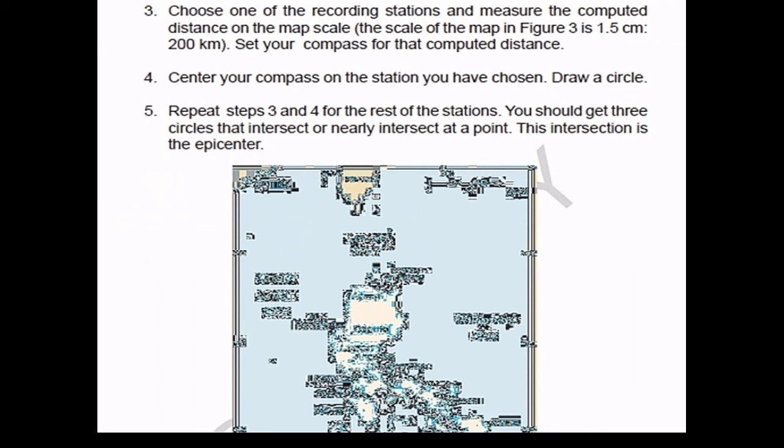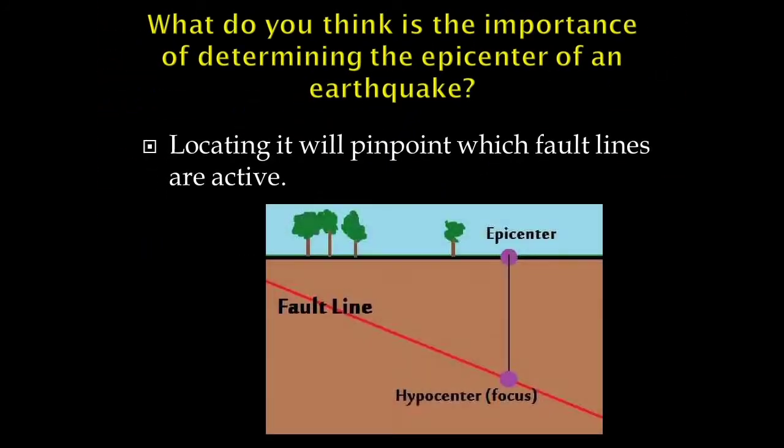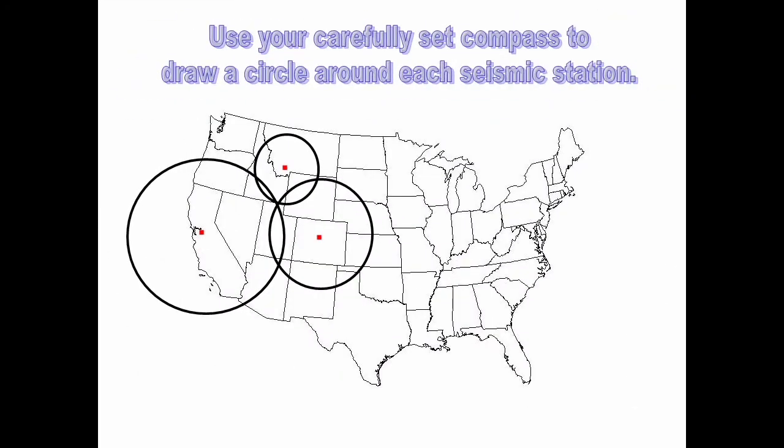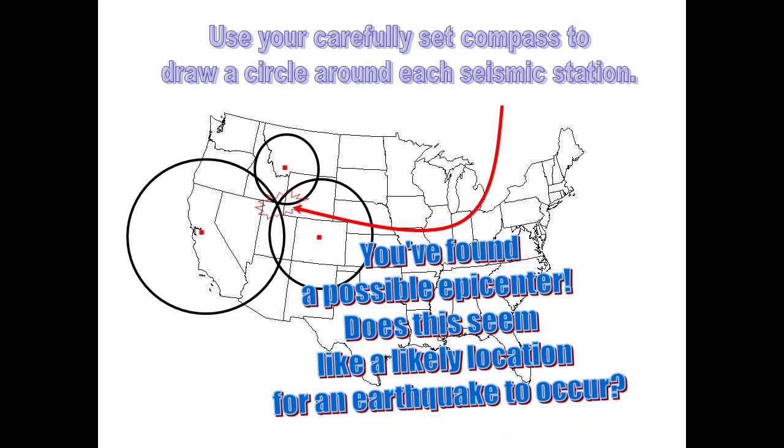You need to repeat steps 3 and 4 for the rest of the stations. Remember, you should get 3 circles that intersect or nearly intersect with each other. This intersection is known as the epicenter. The importance of locating epicenter is that it will pinpoint which fault line is active. You need to find the intersection among the 3 circles, and that's the epicenter.